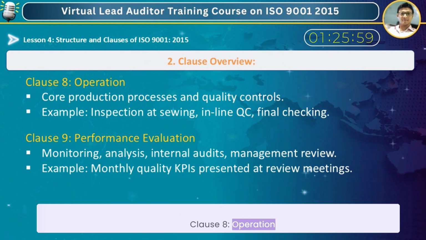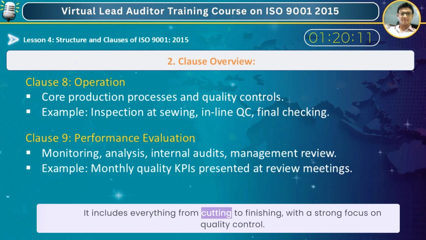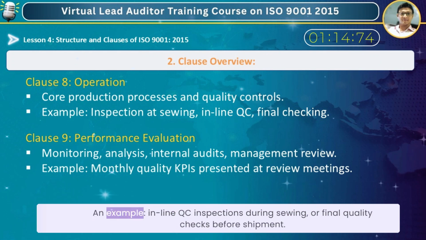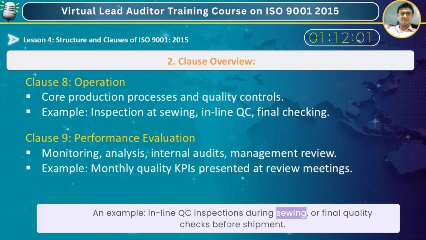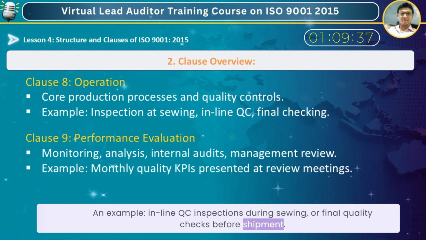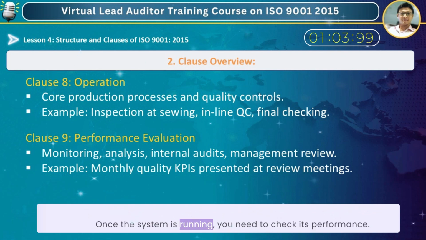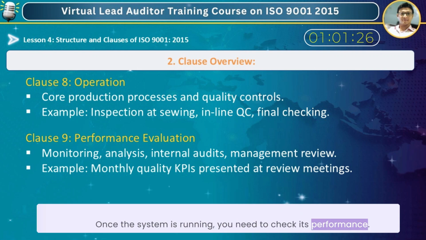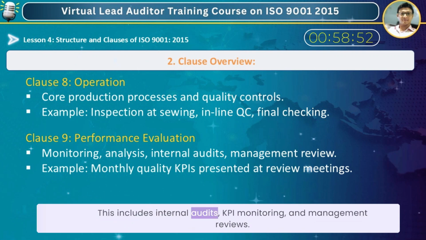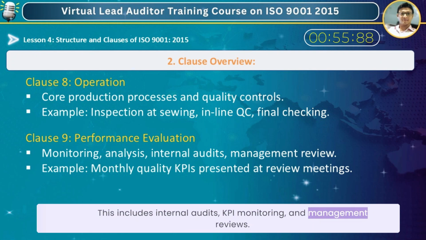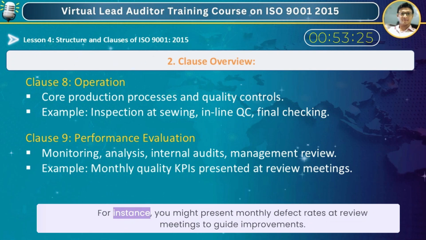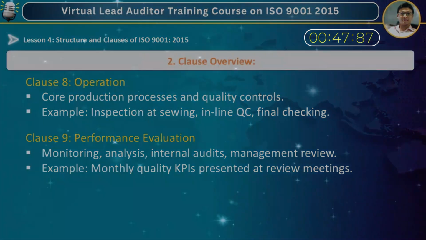Clause 8. Operation. This is the heart of your production. It includes everything from cutting to finishing, with a strong focus on quality control. An example: inline QC inspections during sewing or final quality checks before shipment. Clause 9. Performance evaluation. Once the system is running, you need to check its performance. This includes internal audits, KPI monitoring, and management reviews. For instance, you might present monthly defect rates at review meetings to guide improvements.